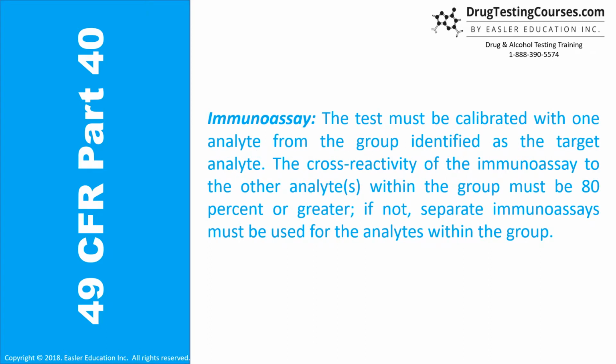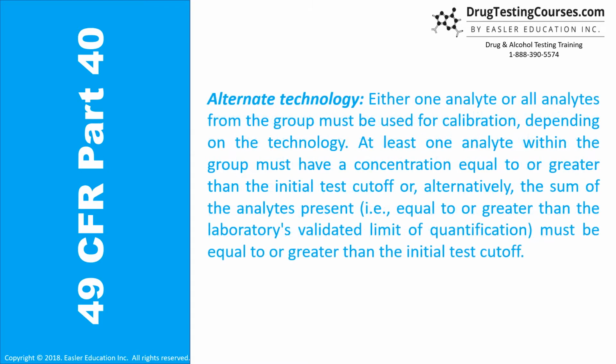Immunoassay. The test must be calibrated with one analyte from the group identified as the target analyte. The cross-reactivity of the immunoassay to the other analyte within the group must be 80% or greater. If not, separate immunoassays must be used for the analytes within the group. Alternate technology. Either one analyte or all analytes from the group must be used for calibration, depending on the technology.